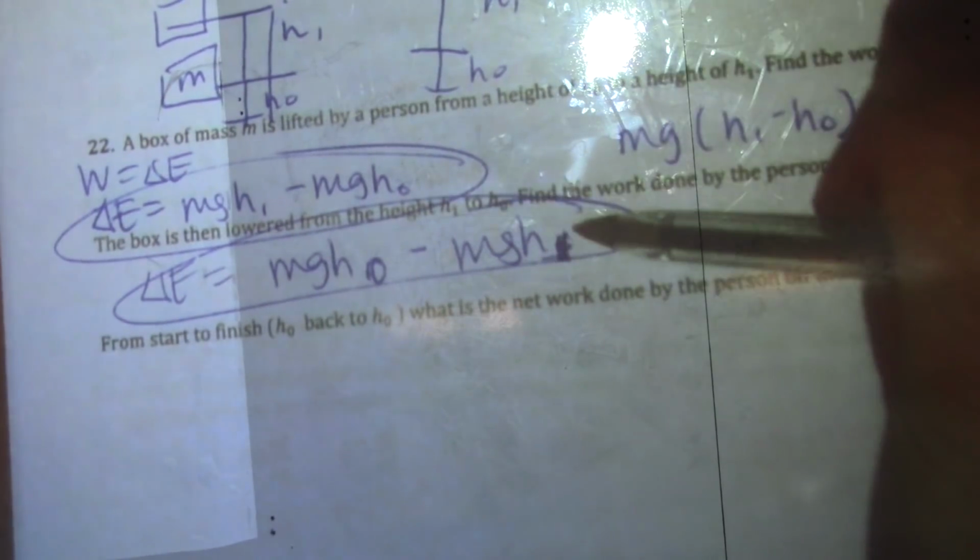Now it's lowered from h1 to h naught. Still, work is change in energy, except now it started with mgh1, and now I'm going back down to mgh naught, so this is the change. Oh no, I did this again. Final minus initial, final minus initial. Oopsies. Because these should be the same but opposite. So this one would be positive work because h1 is bigger than h naught. This one would be negative work because you're doing this minus this. So it makes sense. Here I'm increasing the energy, here I'm decreasing the energy.